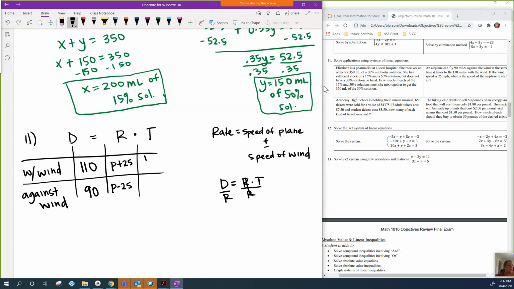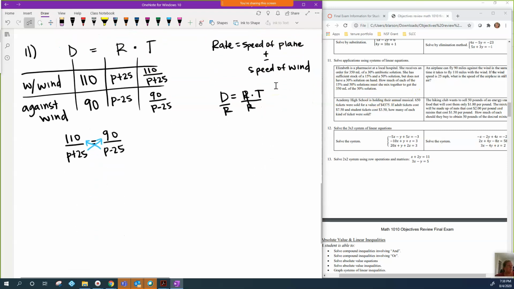I know the distance with the wind is 110, and the rate is p plus 25, so I'm doing distance over the rate. And the same thing against the wind, distance over the rate, but this time it's 90 over p minus 25. Now that I have these times set up, and I know they have to be the same, I'm going to set those two equal to each other. When we have a proportion like this, we can just cross multiply to solve it. Let me move this up a little bit for more room. So I'm going to do 110 times p minus 25 equals, now the other diagonal, 90 times p plus 25.